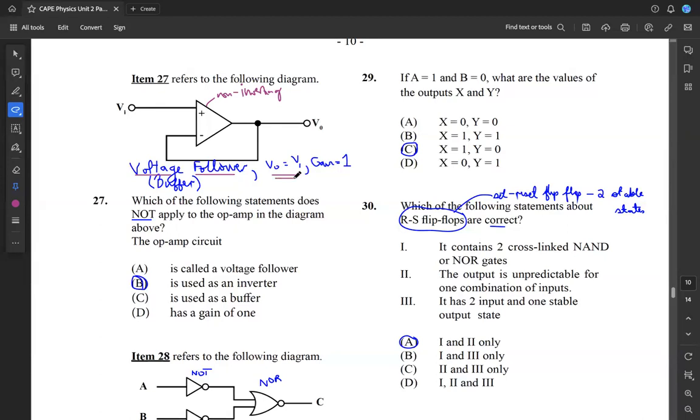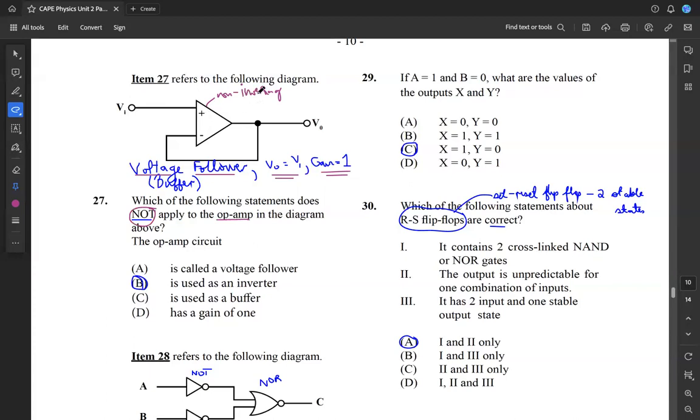So what that means, guys, is that your gain is just going to be 1. Right? There's no amplification going on. It's just whatever you put in, you get back out. The gain is equal to 1. It's just acting as a buffer. Okay, so that's about the voltage follower in a nutshell. So let's see what the question is asking. The question is saying, which of the following statements does not apply to the op-amp in the circuit above?